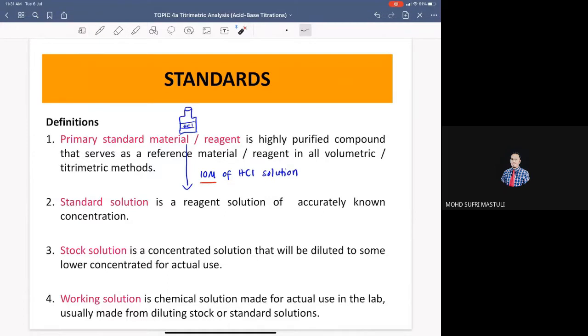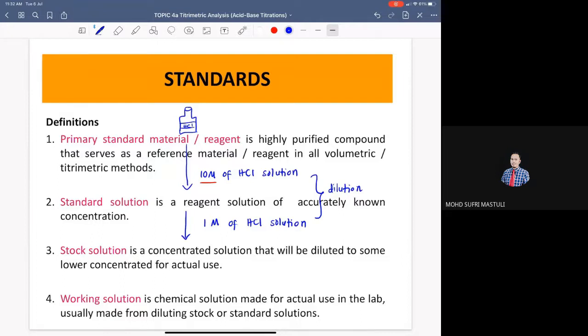A stock solution is a concentrated solution that will be diluted to some lower concentration for actual use. In other words, we can further dilute the standard solution to form a lower concentration stock solution for the actual use. For example, we dilute it into 1 molar hydrochloric solution. So from 10 molar to 1 molar, we have to carry out the dilution. So that is the stock solution.